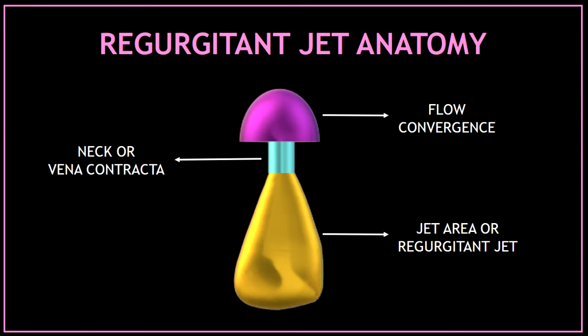Before measuring PISA, we have to identify the different segments of the regurgitant jet anatomy. The regurgitant jet has three segments. The first segment in purple is the flow convergence zone. The second segment in blue is the neck or vena contracta, and the third segment in yellow is the jet area or regurgitant jet. And the PISA radius is a measurement based in the flow convergence zone.